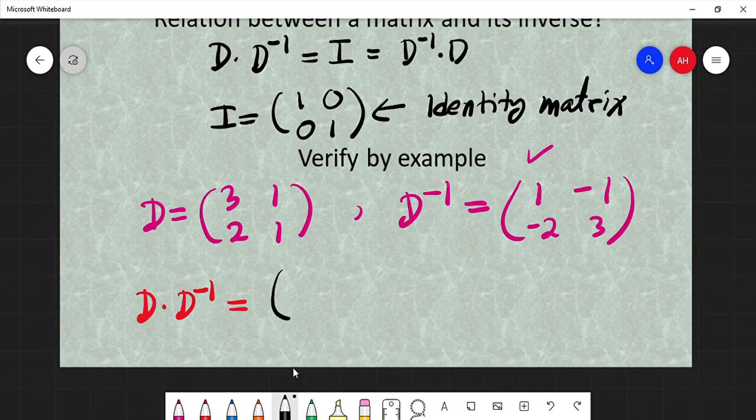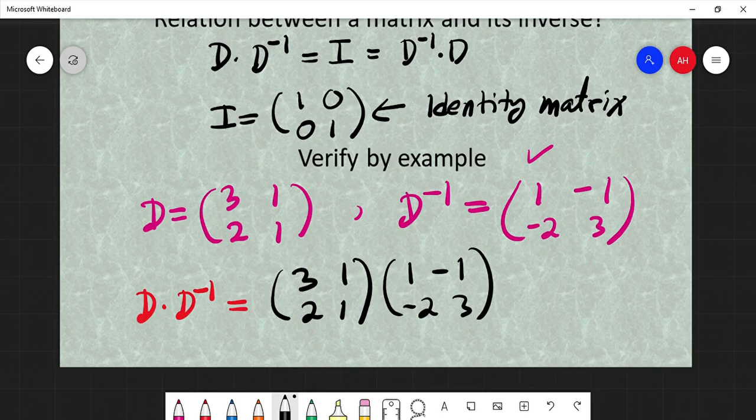We copy down D, 3, 1 and 2, 1, multiplied by D inverse, 1, negative 1, negative 2, and 3. I hope you still remember how to do multiplication of a 2 by 2 matrix by a 2 by 2 matrix. Now, let's see what the answer is. 3 times 1 is 3. 1 times negative 2 is negative 2. So 3 minus 2 is 1 there.